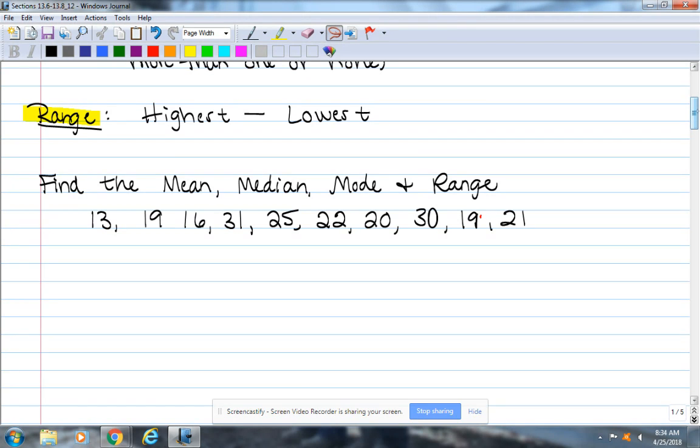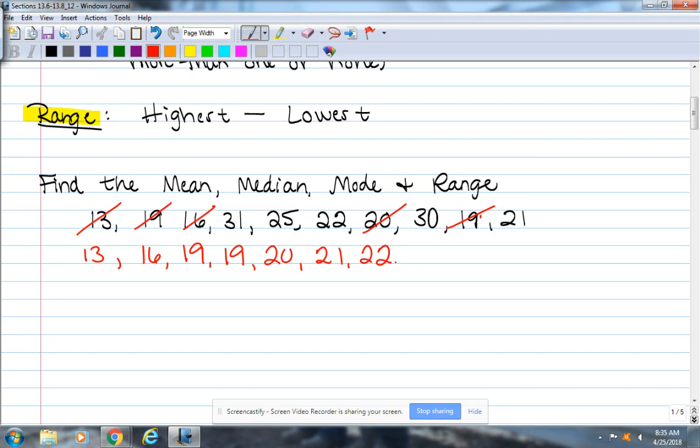All right, are these in order? No. So I'm going to put them in order because I'm going to have to find a median as one of mine, okay? So what's my lowest term of that data? 13. And I like to mark them out as I do them so that way I don't skip anything. What's my next one? Then what? How many 19s do I have? Just two. Okay, then what? 20. Then what? 21, and then 22. 25, 30, 31.